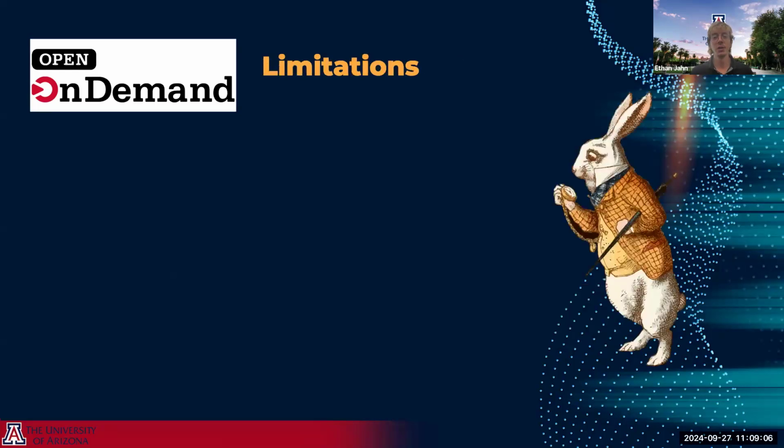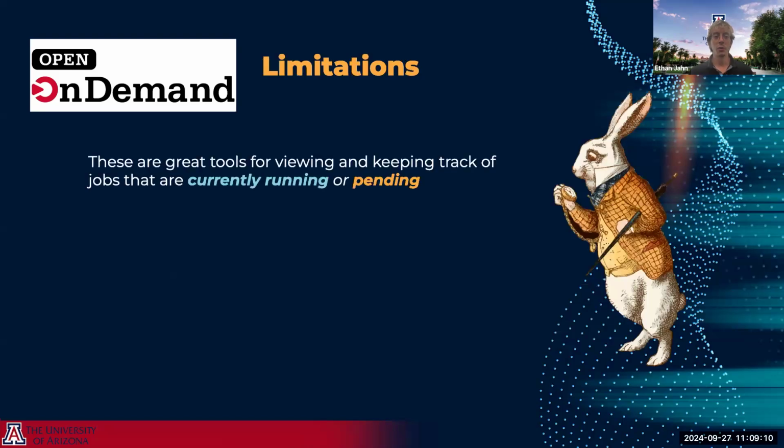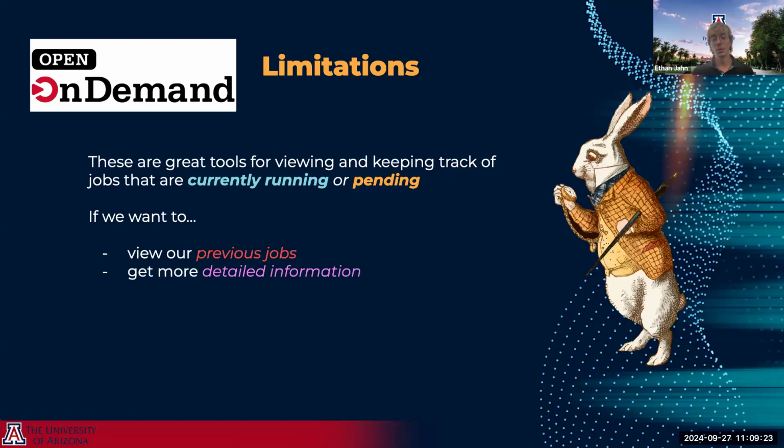There are some limitations to using Open On Demand to manage your jobs. There are certainly great tools for viewing and keeping track of jobs that are currently running or pending. That means jobs that have been submitted to the queue but haven't quite started yet. However, if we want to view our previous jobs or get more detailed information on those jobs, we have to use the command line, because Open On Demand doesn't give information on previous jobs, or it doesn't give terribly detailed information about those currently running or pending jobs.